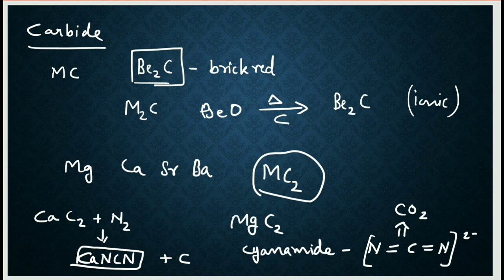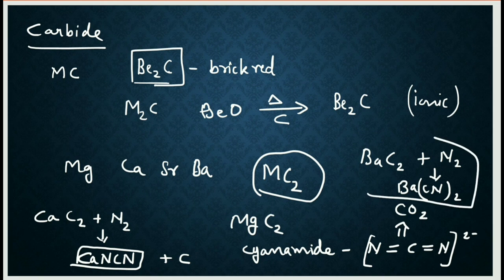And when barium carbide, BaC2, is reacted with N2, it does not form cyanamide. Instead of cyanamide, what is forming? Ba(CN)2, cyanide. Ba(CN)2 is formed when barium carbide is reacted with dinitrogen. So the carbide formula is M2C for beryllium and MC2 for other metals: magnesium, calcium, strontium, barium, etc.